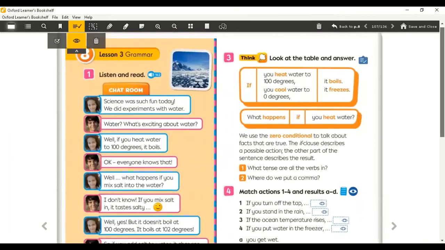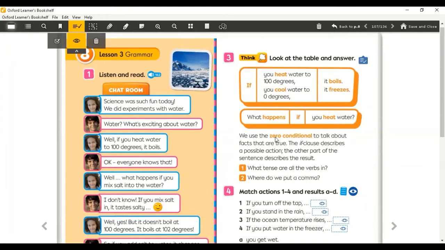And now look at number 3. We have a table here. If you heat water to 100 degrees, it boils. If you cool water to 0 degrees, it freezes. Again, these are zero conditional sentences. And here we have a question. What happens if you heat water? And the answer will be, if you heat water to 100 degrees, it boils.